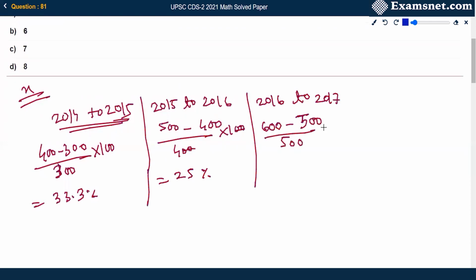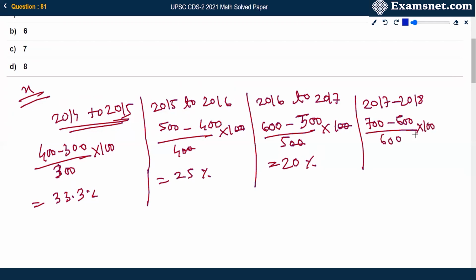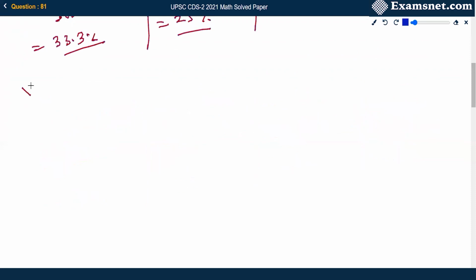Next, 2016 to 2017, 500 by, that is 20%. So 2017 to 2018, the change is 700 minus 600, that is 16.7%. So these are the changes over the years for the car for the company X. So as I can see, the percentage increase in production is greater than 20% at two instances, that is for 2014 to 2015 and 2015 to 2016. Okay. Now next, I will check for Y company.